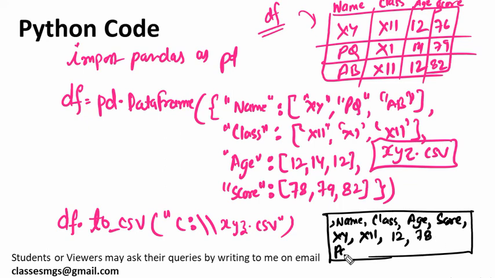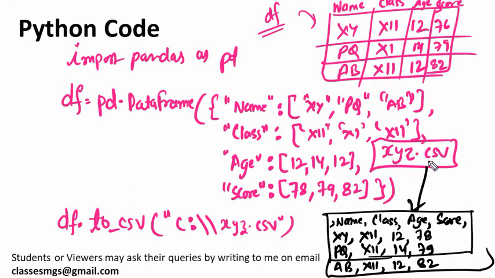Okay, for more details you can watch my theory class on the CSV file. In that I have already told you in detail. So AB, XII, 12, 82. This will be the xyz.csv file created by this Python program. So there will be two: either you can write both the programs into the same file, or you can write them into separate files.